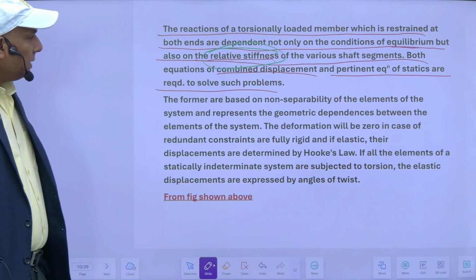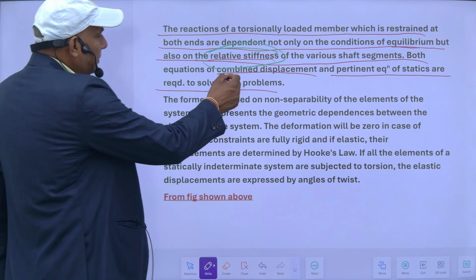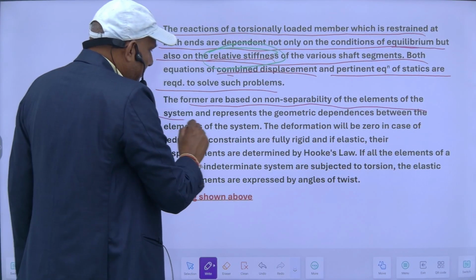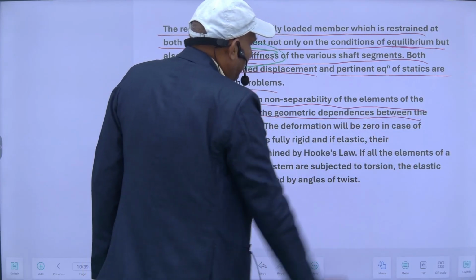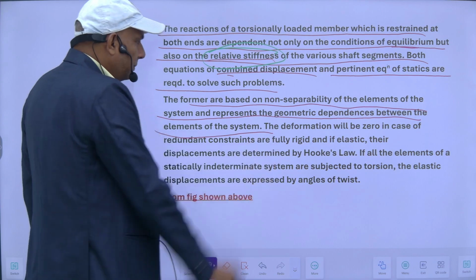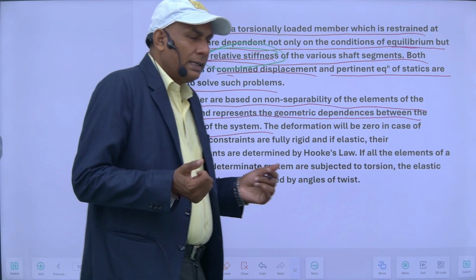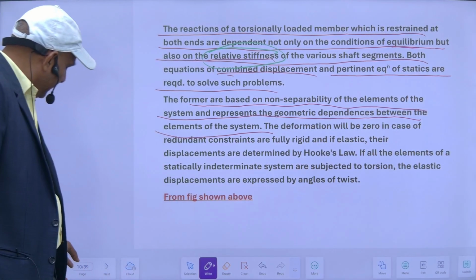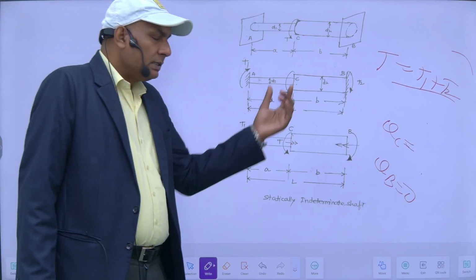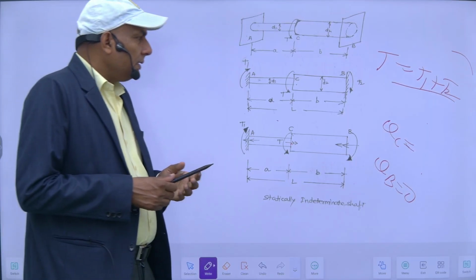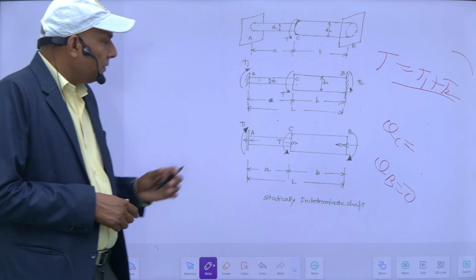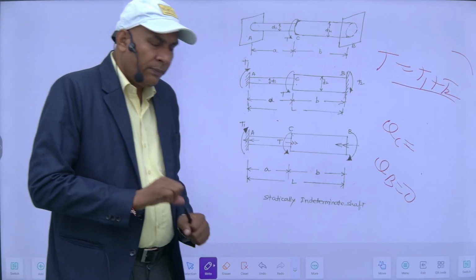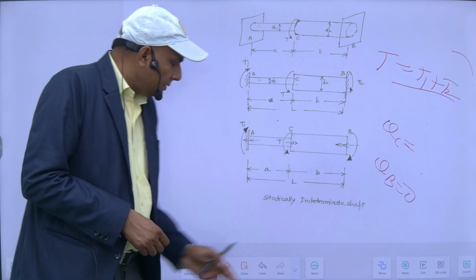The former is based on this relative stiffness, the combined displacement, that is based on the non-separability of the elements of the system and represents the geometrical dependence between the elements of the system. Non-separable means it's just like a monolithic unit. Since both ends are fixed and this part is non-separable, you cannot separate it. So, the angle of twist is basically the same here. My total angle here would be the algebraic sum. It is non-separable, it is combined.